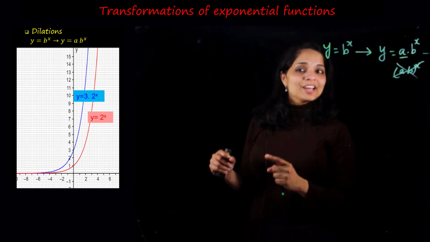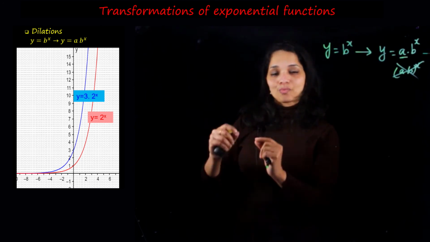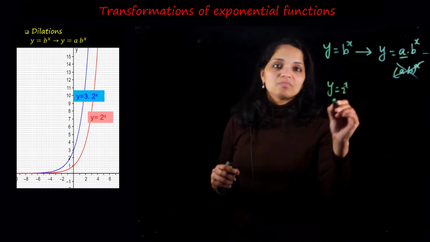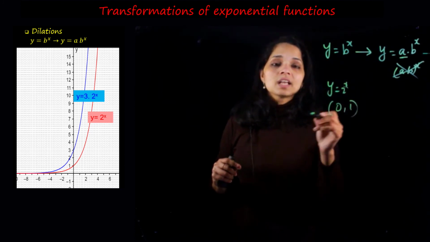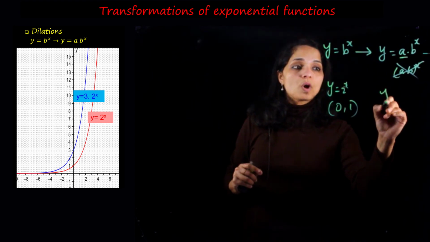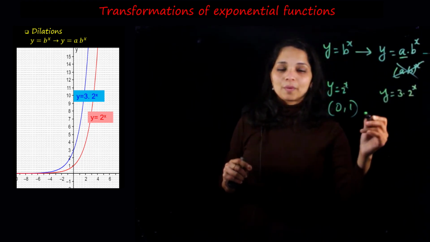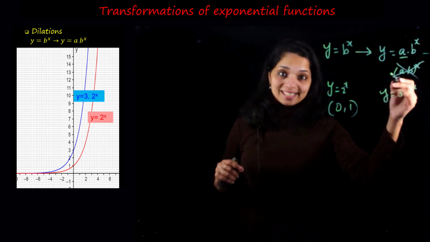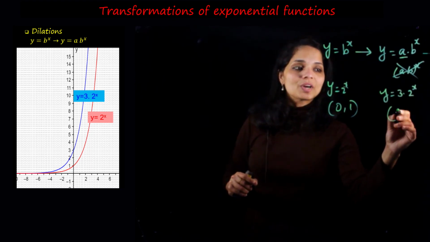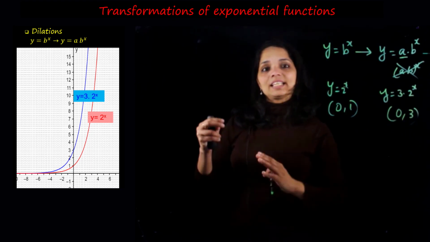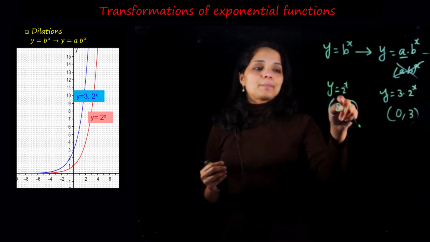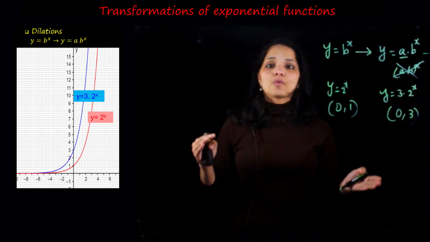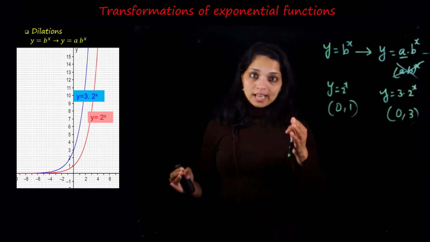As you can see there, the y-intercept is different for these two functions. For the function y equals 2 to the power x, we know the y-intercept is (0, 1). For the function y equals 3 times 2 to the power x, when x equals 0, y has a value of 3. So the y-intercept for this function is (0, 3), which is 3 times higher compared to the other function. This is what happens when the dilation occurs for the function about the x-axis.